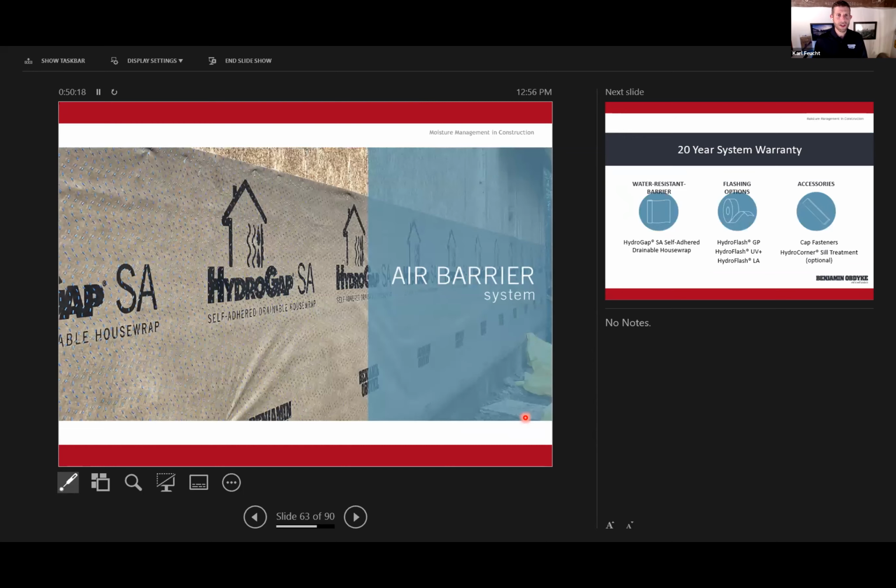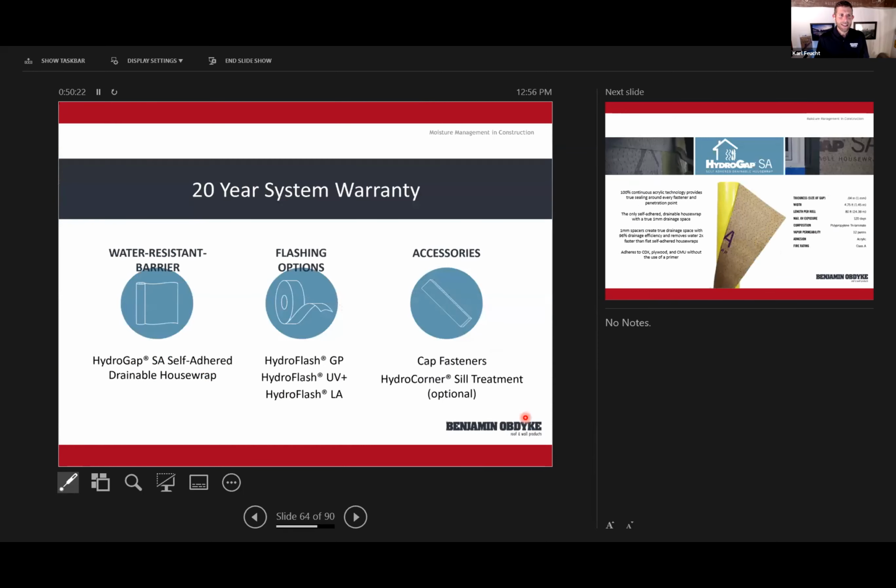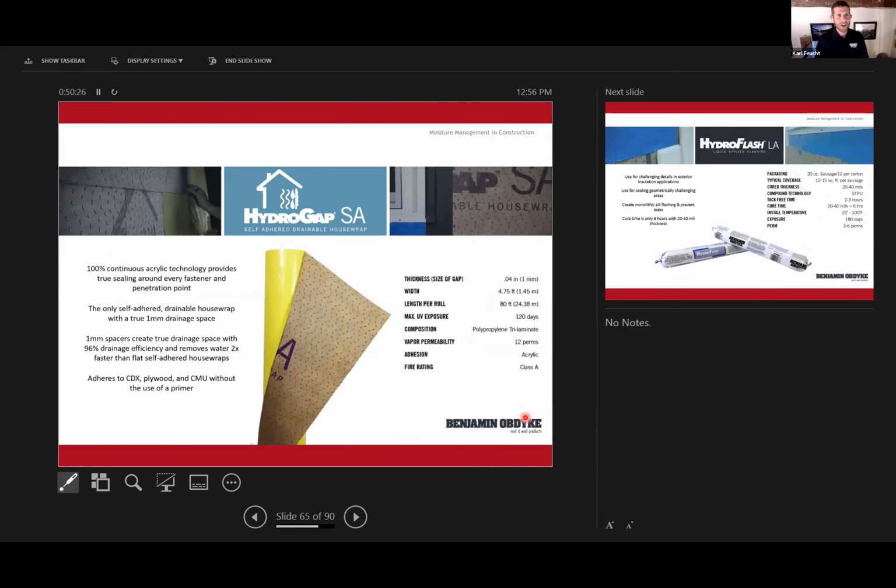Now this one we're super excited about. This is called HydroGap SA. It's a 20-year system warranty, and SA stands for self-adhered. So there's a lot of interest in the market today with self-adhered products. So I'm going to talk a little bit about why ours is different from anything else on the market. First and foremost, it's drainable. It is the only self-adhered drainable house wrap on the market. There will be others, I'm sure, but for now, this is it.